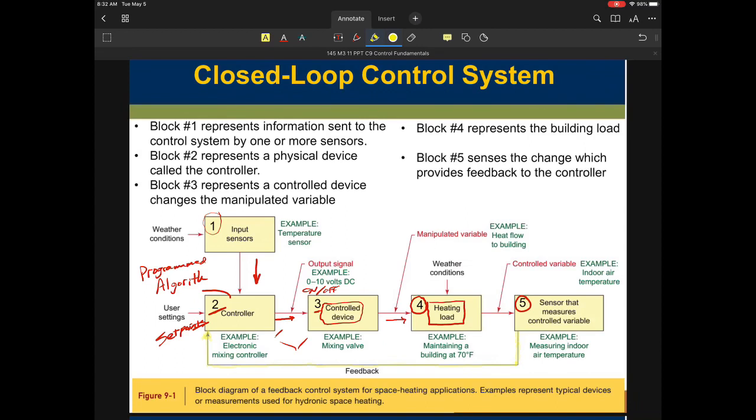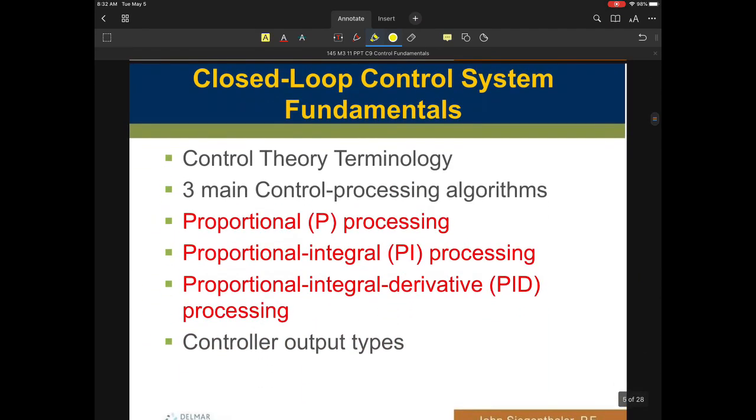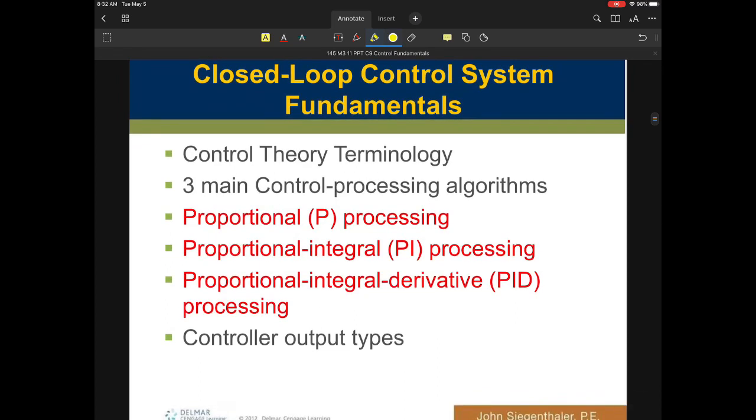So you could pretty much define a closed loop system as something that's going to provide some sort of feedback into the controller at some point that says this is what we did based on your decisions. So that's essentially a closed loop control system. All right, well, let's take a look at the next one.